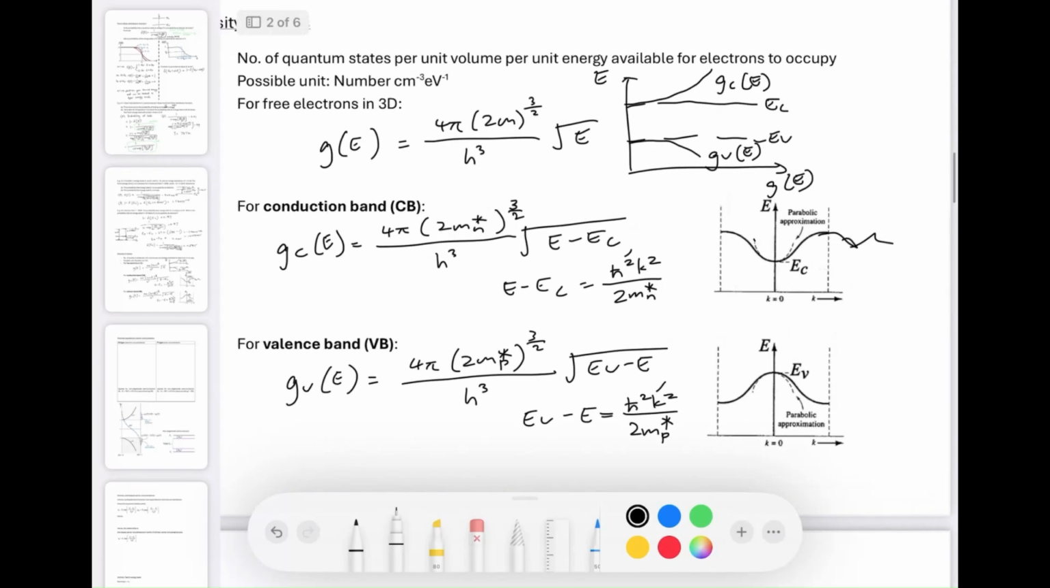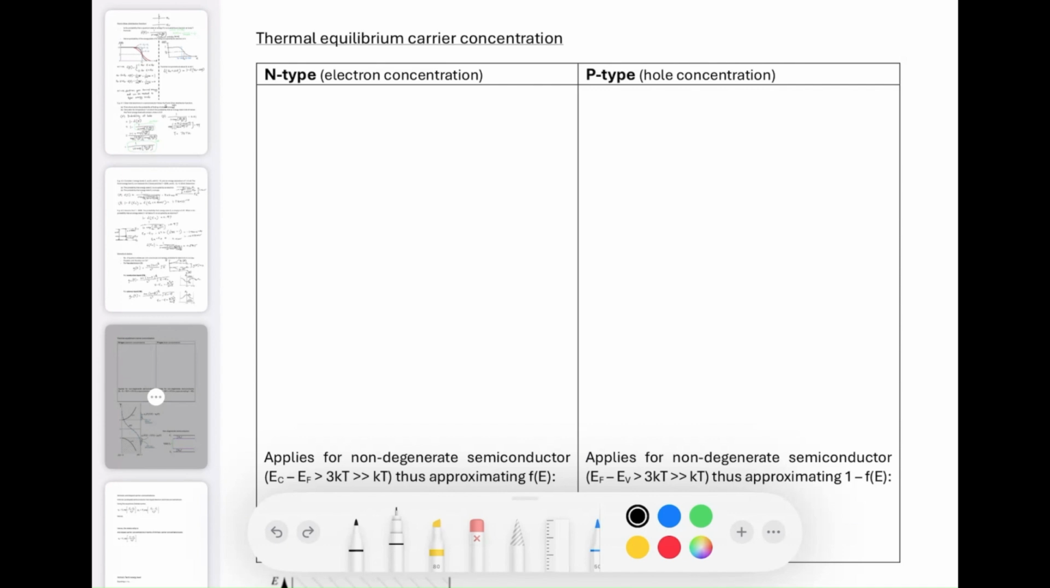So we know that in the middle of EC and EV is a forbidden energy state. So the forbidden energy state cannot have any slots available for electrons to occupy. So in between EC and EV, the g(E) is equal to 0. So now let's move on to the thermal equilibrium carrier concentration.